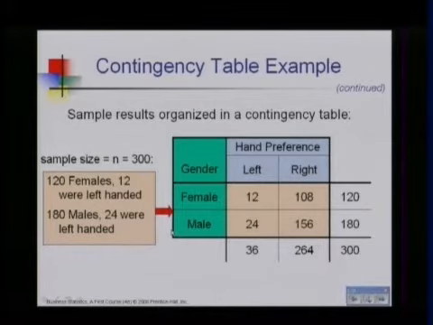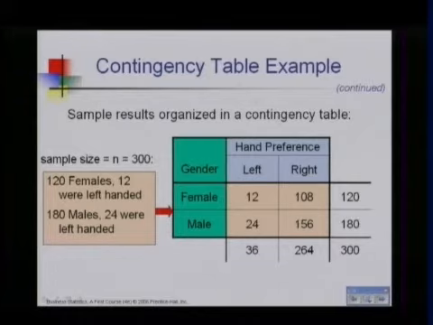Notice in the lower right-hand corner we have the number 300, which is the size of our sample, and then we've taken a sample including both males and females to find out what their hand preference is, whether it's right or left-handed. So our sample size is n equals 300, one sample, and what we want to know is about the proportion of males and females that are left-handed.